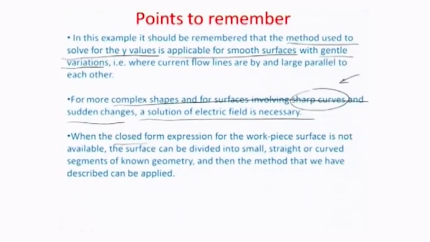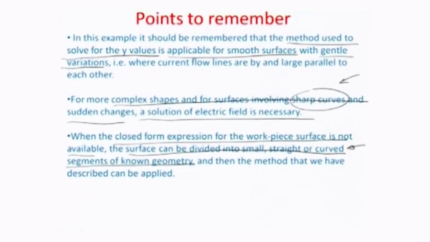So it would be a more accurate assumption to incorporate into the function mapping strategy. Okay. So when the closed form expression for the workpiece surface is not available, one option is to divide the surfaces into small straight or curved segments of known geometry, and then within this local domain, if you assume the field to be constant, you can still translate some of these equations for mapping between the tool and the workpiece. So instead of the strategy followed earlier, which was about having a single curvature to define the whole surface, we would split up the surface into various parts.